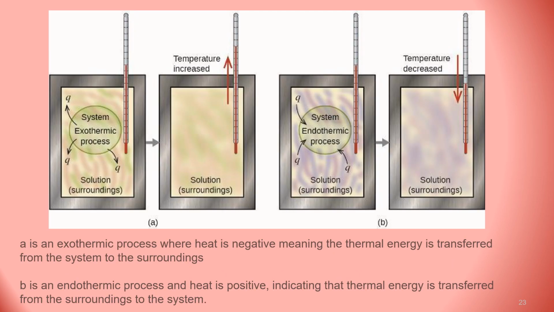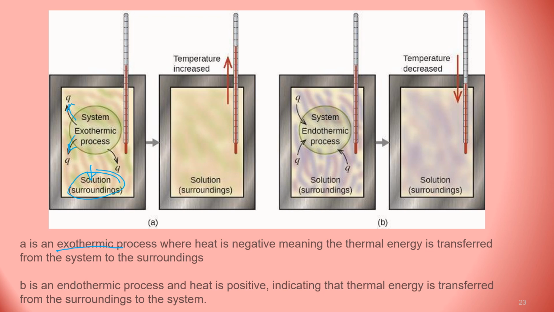So here's just a picture of it. If we look at A over here, A is an exothermic process. So here's the process, and here's the solution, which is kind of like the surroundings. And so the system gives off the heat. The water or solution right here is gaining all the heat, so it's getting warmer, the temperature goes up. So that is an exothermic process. The heat is negative, and the heat is transferred from the system to the surroundings, which is what we're actually measuring, the temperature of the surroundings.